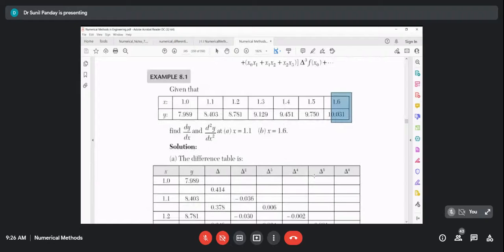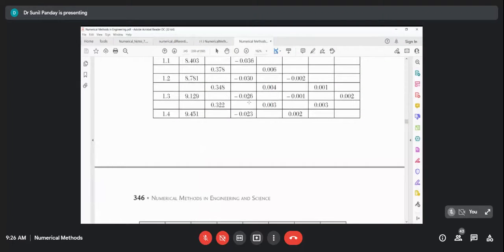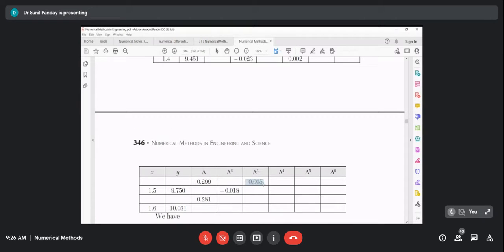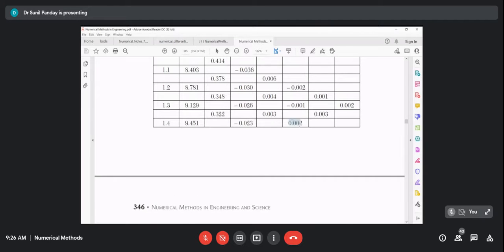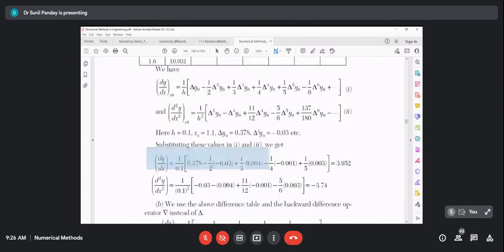So there is no need to construct the table again. We know that the values will be the same, just the interpretation is changed because xn is 1.6. So this is y xn, this is nabla y xn, this is nabla 2 y xn, nabla 3 y xn, nabla 4 y xn, nabla 5 y xn, nabla 6 y xn. And then we apply our Newton backward interpolation formula at the last point.